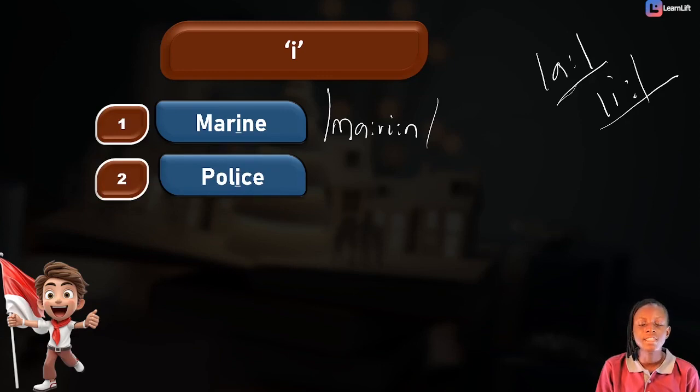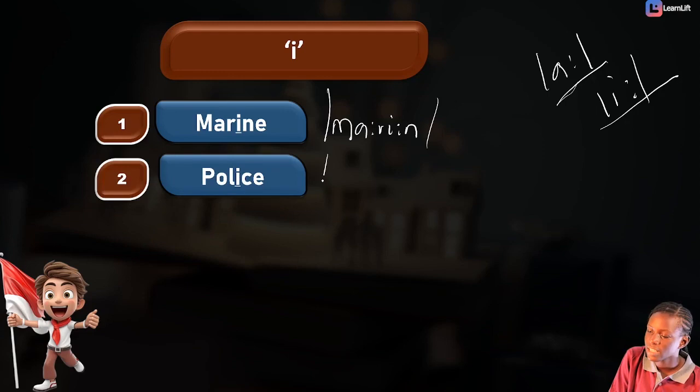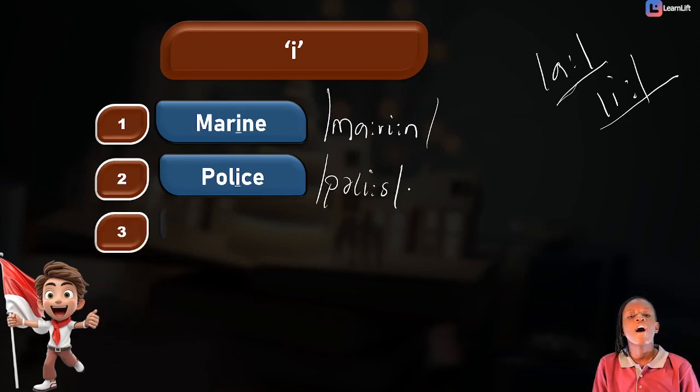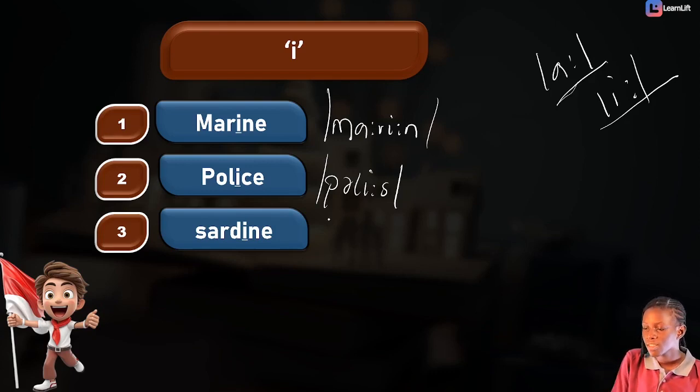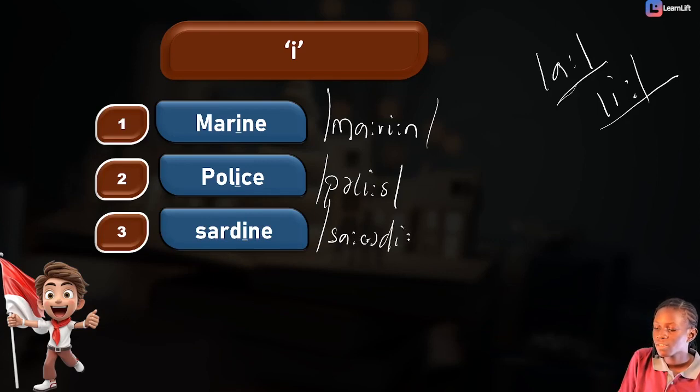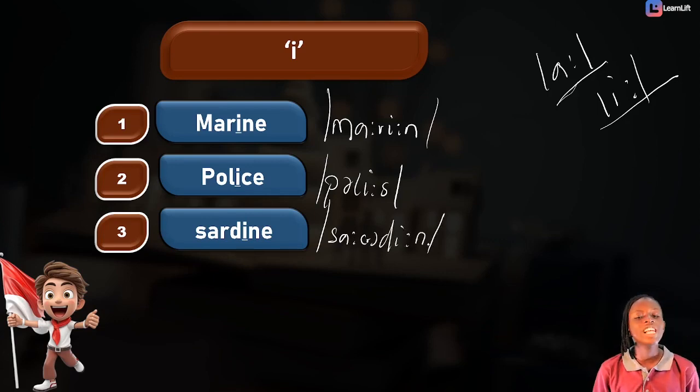Police. The police is your friend. Now my police is transcribed as this. Next up, I have my sardine. Now, just as our marine, we have the word sardine. My sardine is transcribed as this. Your R is not compulsory. Please note that. When I say sardine, very correct. I say sardine, still correct, okay?